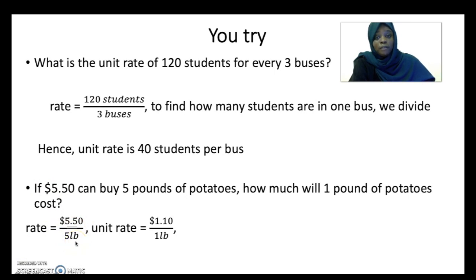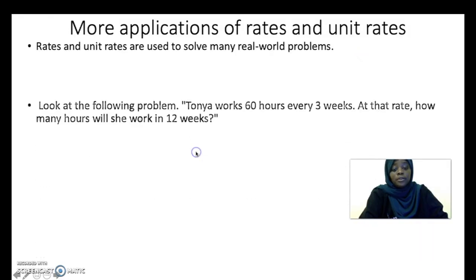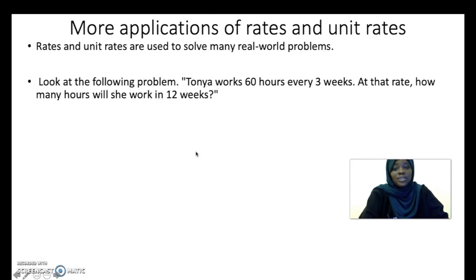LB is a unit for pounds. And then when we divide this, we're able to find the unit rate. 5.5 divided by 5 will give us 1.1, which means you will spend $1.10 for 1 pound of potatoes. There are various ways we can apply rates and unit rates.